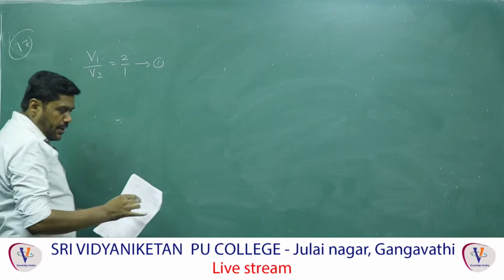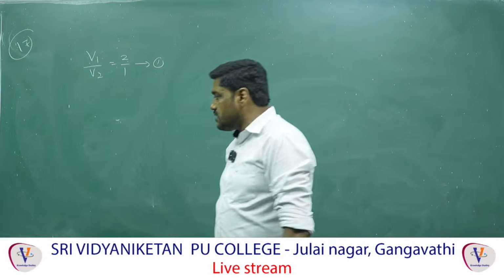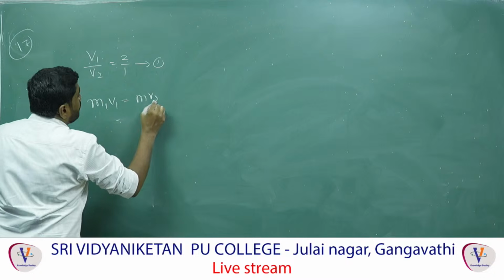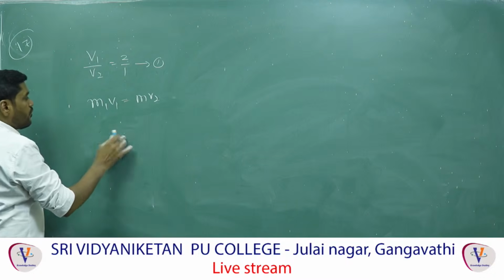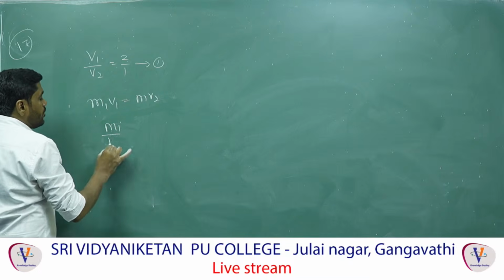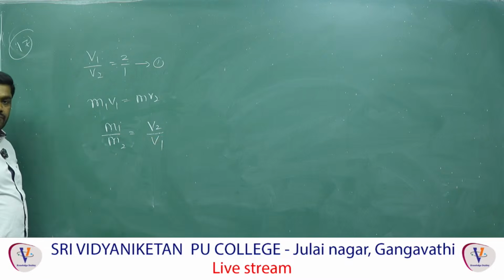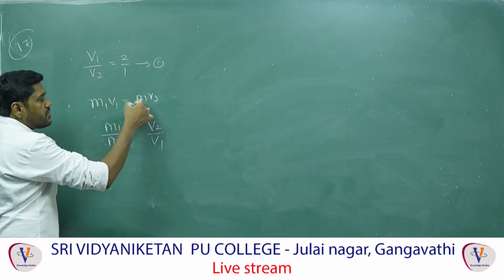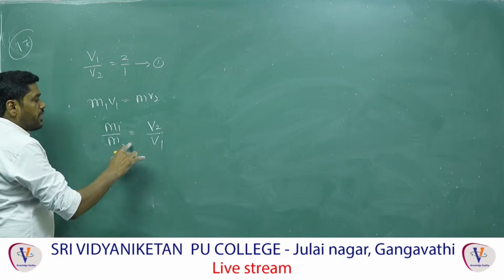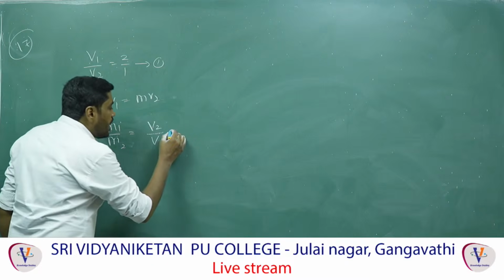But when the nucleus is disintegrated, according to the law of conservation of linear momentum, we can say m1 v1 is equal to m2 v2. Therefore, m1 by m2 is equal to v2 by v1, because they are inversely proportional, right or not? That also you can write.